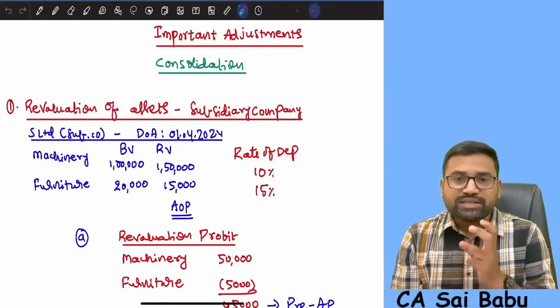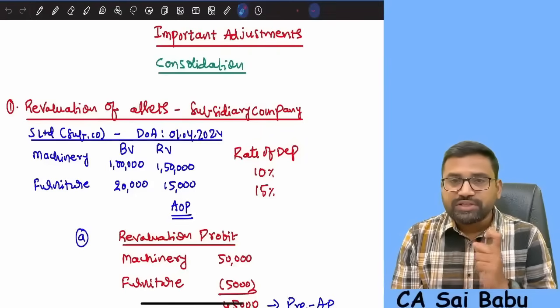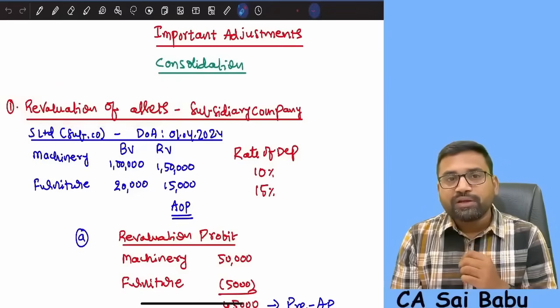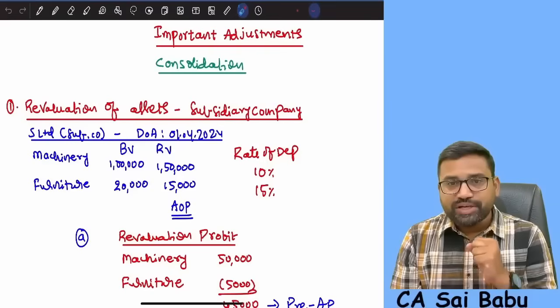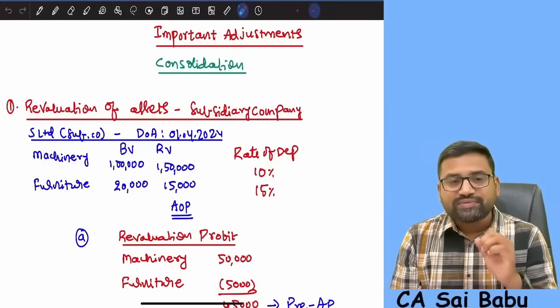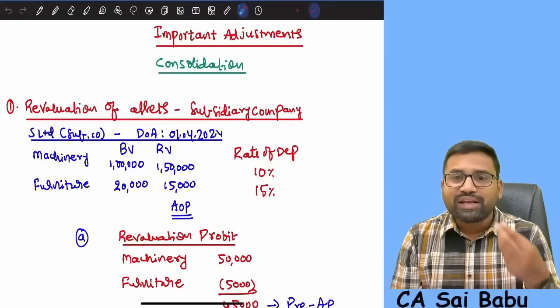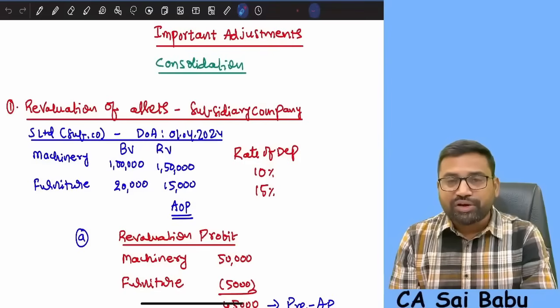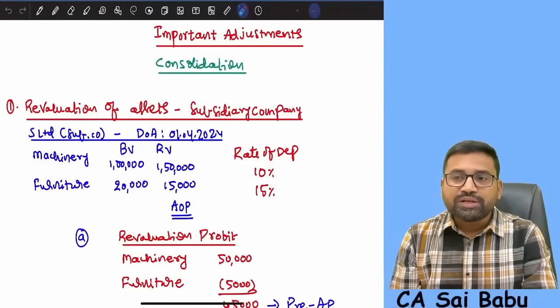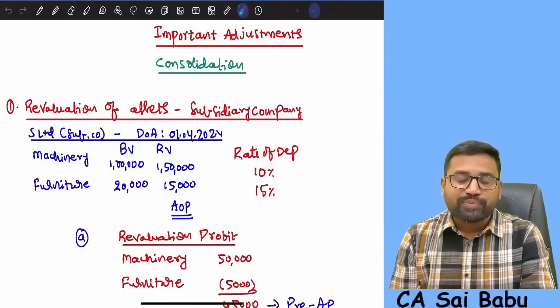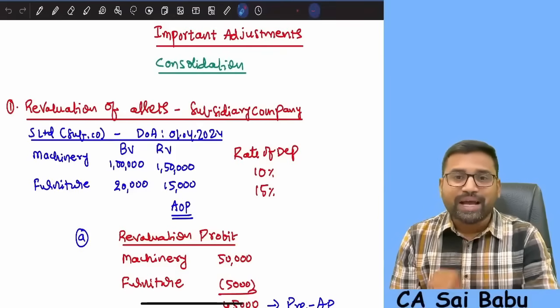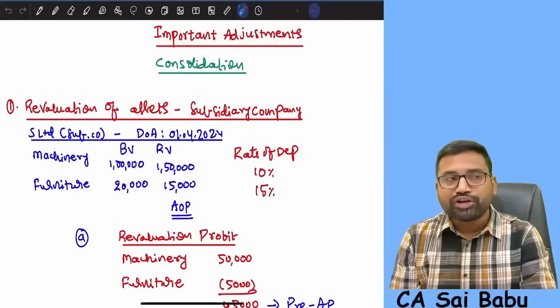When you are analyzing the subsidiary company reserves and surplus, sir, the first thing you need to consider is revaluation of assets in the subsidiary company. When the parent company acquires a subsidiary company, sir, if any of the assets of the subsidiary company are not at their proper value, the parent company will revalue the assets of the subsidiary company. If any assets of the subsidiary company are revalued on the date of acquisition, whatever profit or loss arises because of the revaluation, treat it as a pre-acquisition profit and treat it as a capital profit. That is the first thing you need to consider.